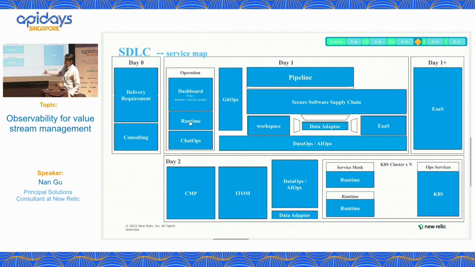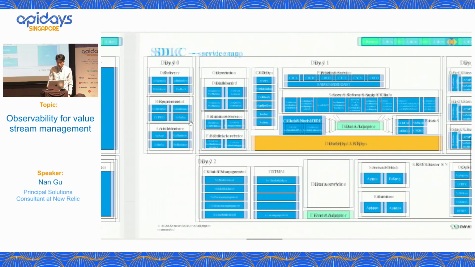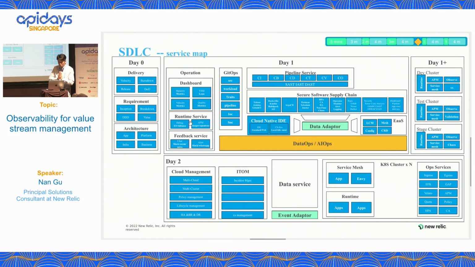That is for day 2. When we apply value stream mapping, when we apply it with observability, we need to at least have a map of where we want to do the automation, or where we want to do observability, where we want to do the value stream. So this can break down into a very detailed one.